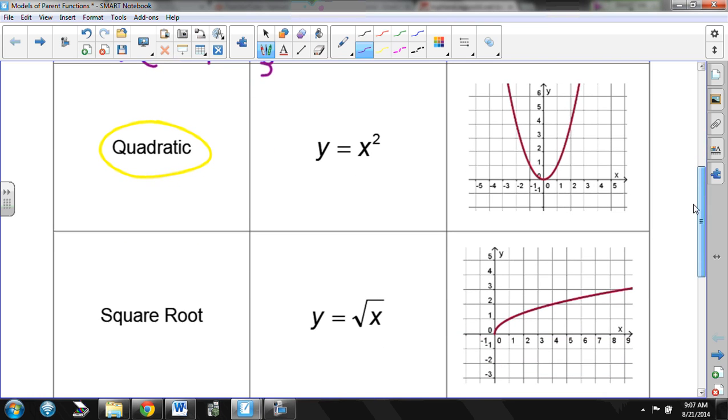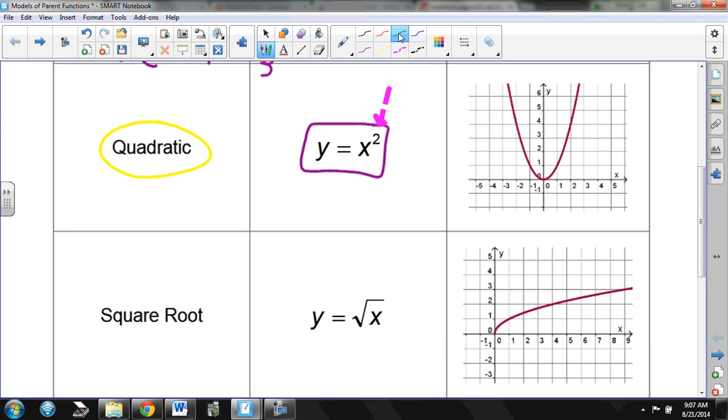When we look at quadratic, the formula for the quadratic parent function is y equals x squared. What makes it quadratic is that x to the second power right there. The shape of the quadratic parent function is a parabola shape. It's this kind of U-shaped curve. The parent function does pass through the origin for the quadratic parent function.